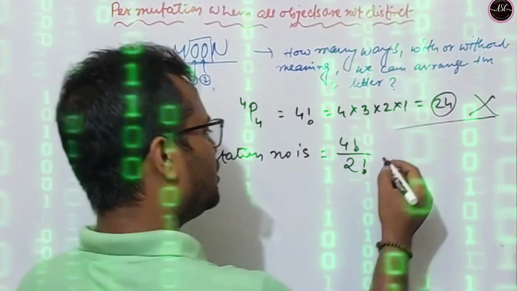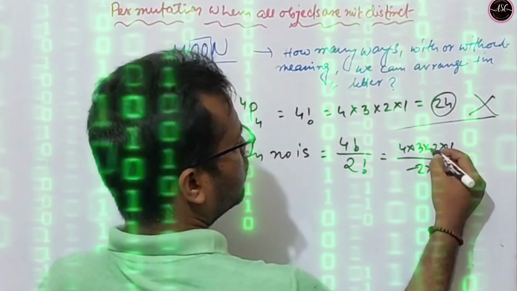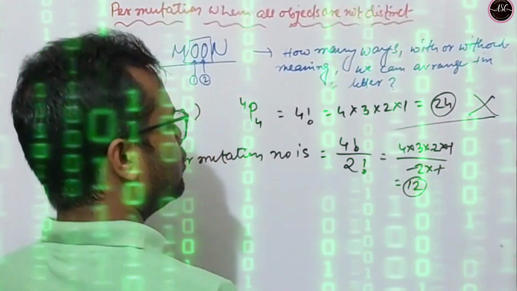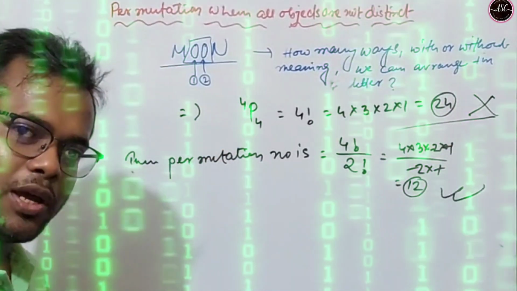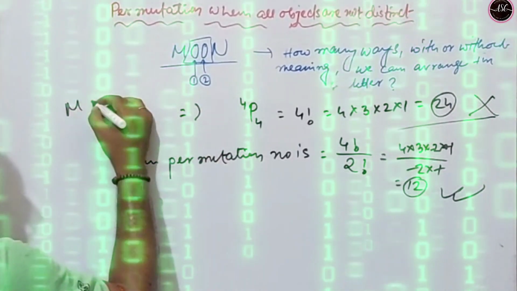So the value will be 4 into 3 into 2 into 1 divided by 2 into 1. So 2 into 1 will be cancelled out, so there are 12 ways. This is the right answer. Okay, clear?